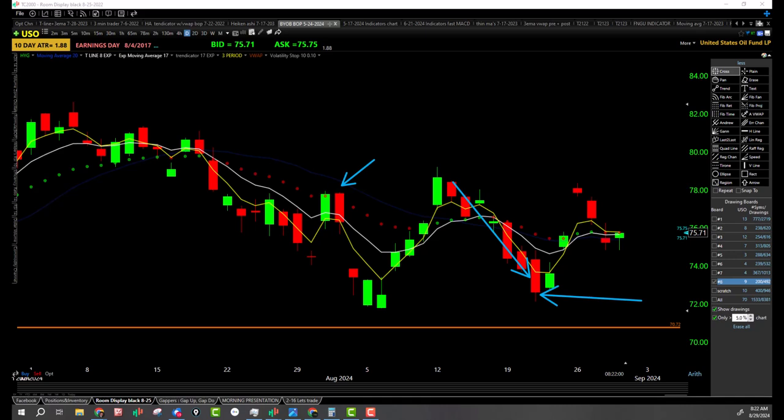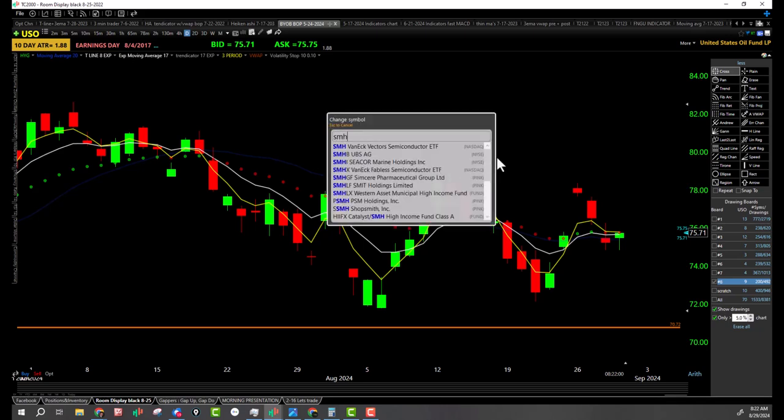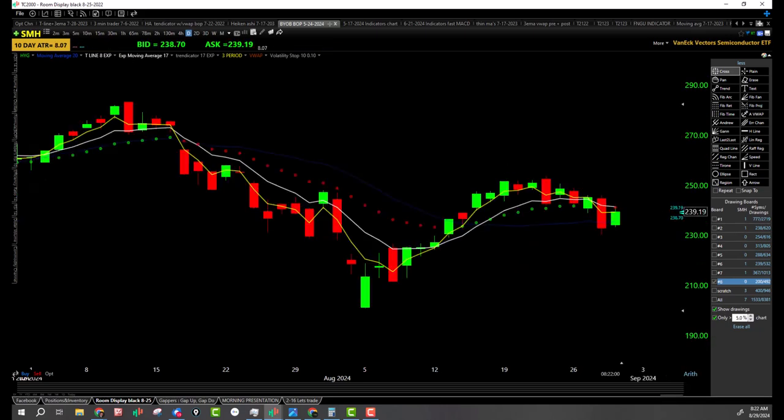So there's USO. Let's take a look at a few sectors. First sector we're going to take a look at SMH. SMH in an uptrend ever since it broke that high. SMH doing a bull flag that's up, back. Typically, the next move is up. So we'll see what happens with SMH. They're in an uptrend ever since they took out that high right there. Okay, so SMH is in an uptrend.